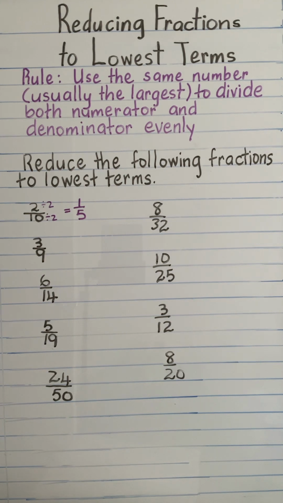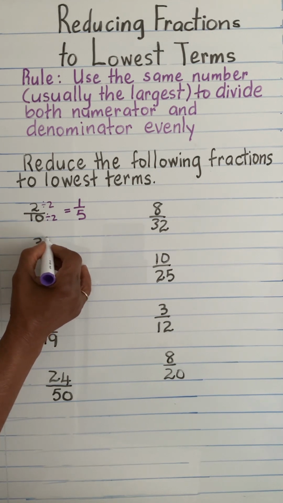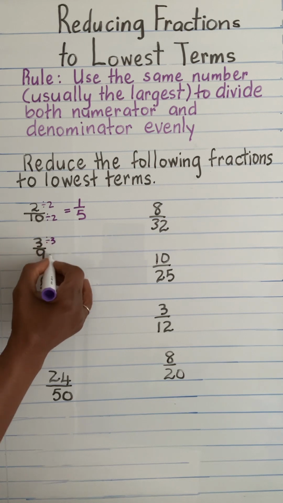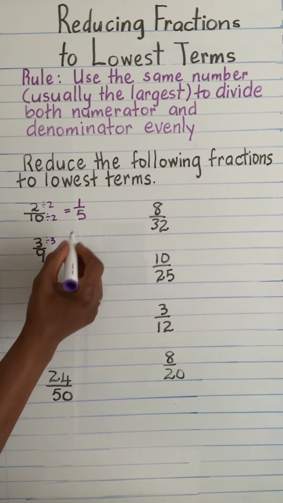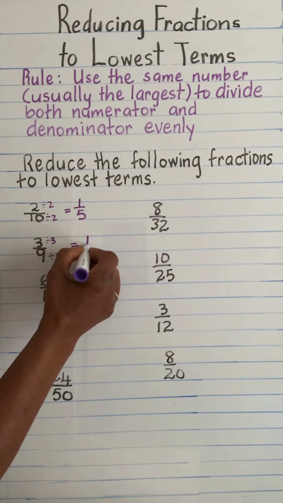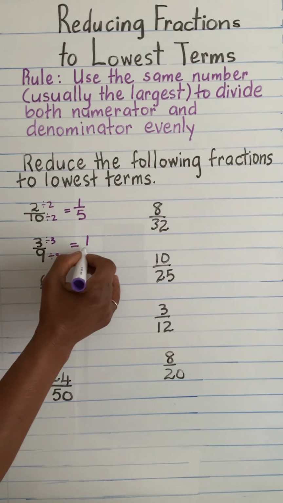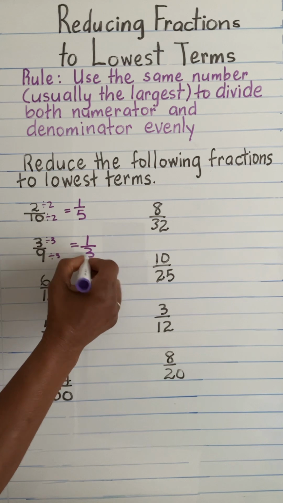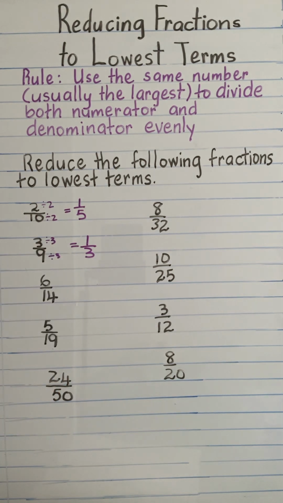Next, 3/9. We know that 3 can divide 3 evenly. And then we know that 3 can also divide 9. So we divide both numerator and denominator by 3. 3 divided by 3, 1. 9 divided by 3, 3. So 3 over 9 is equal to 1/3.